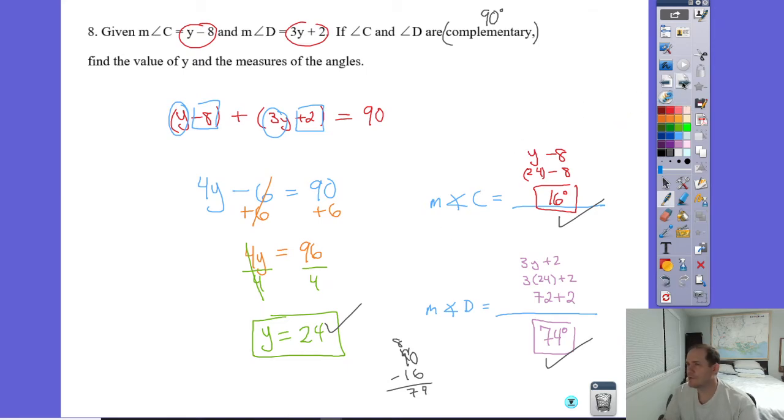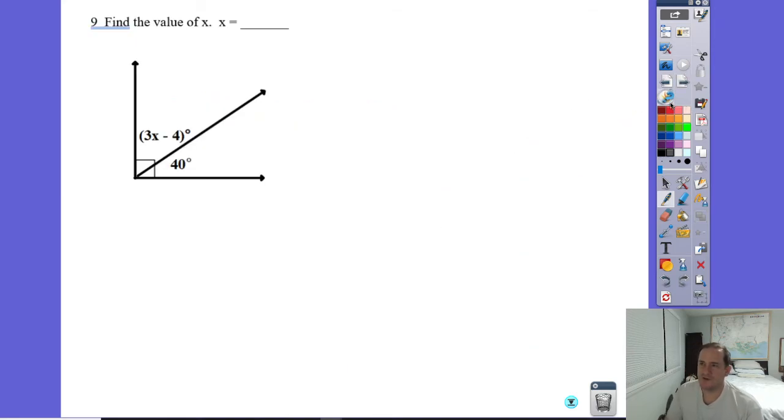Moving on, a couple more. For number 9, it says find the value of x. We talked about this a little earlier. This little box means you're looking at a right angle, and right angles are 90 degrees. So again, if these are the measures of these two angles, they must add up to be 90 because the whole angle is 90. So I can write my equation again: the 3x minus 4, you add that together with the 40 that you already had, and of course it would have to add up to 90 because we're looking at a right angle.